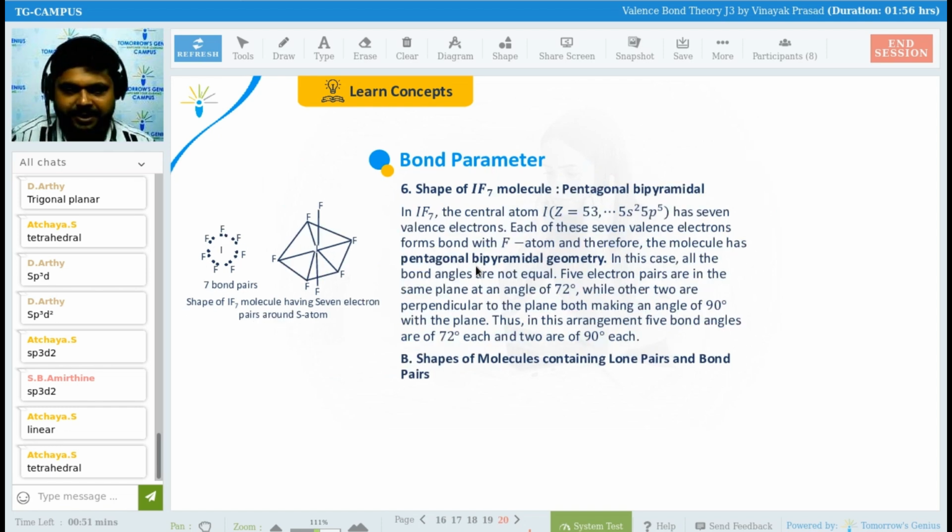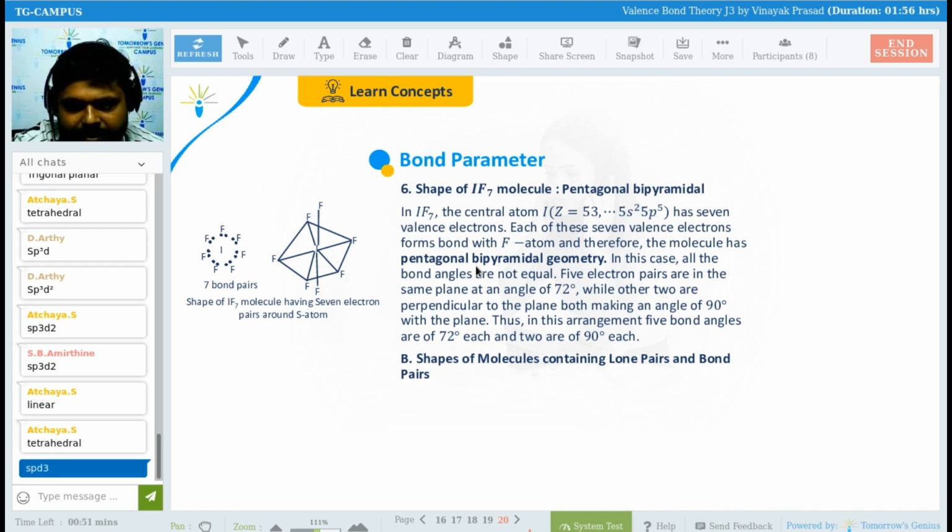So we have seen this, right? Now, one more structure is there. That is IF7, right? IF7 is there. So what will be the hybridization for this IF7? First of all, tell me this. Everybody has given the hybridization for this. Hybridization for this IF7, guys. What will be the hybridization for this?